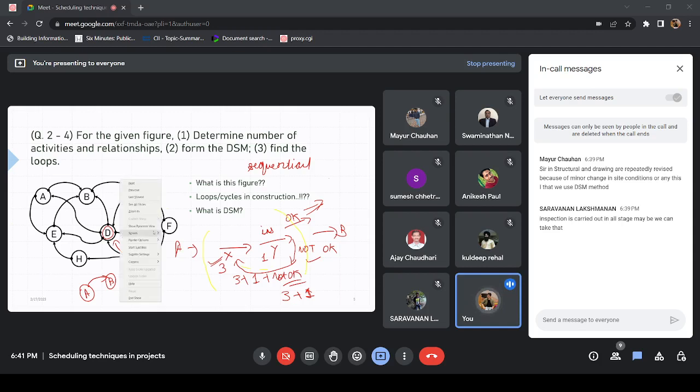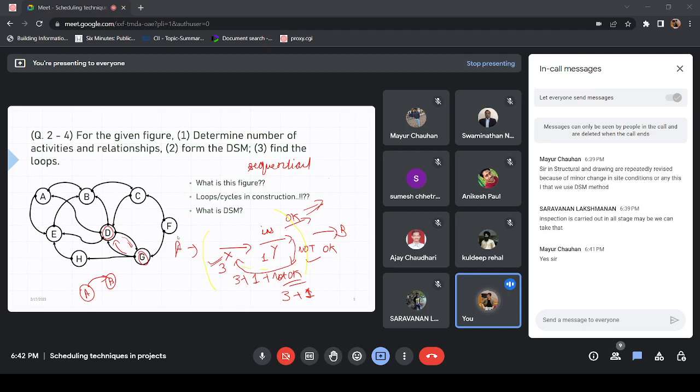So I hope you got an idea of cyclicity, that cycles can be present. Okay. So coming back to this question, now you can say that there are 8 nodes: A, B, C, D, E, F, G, H.